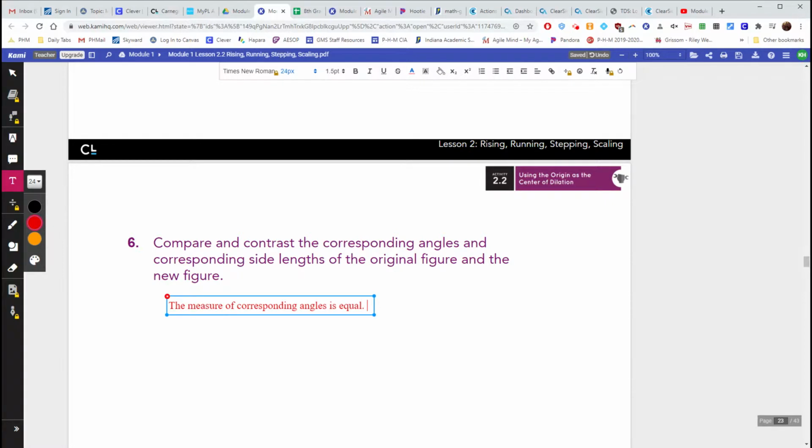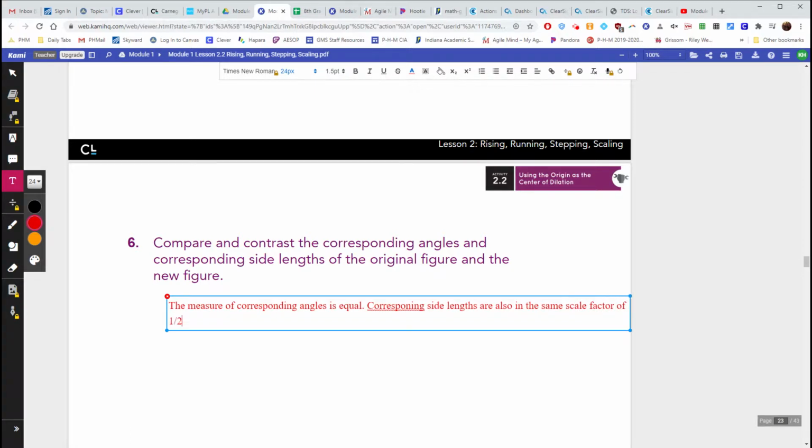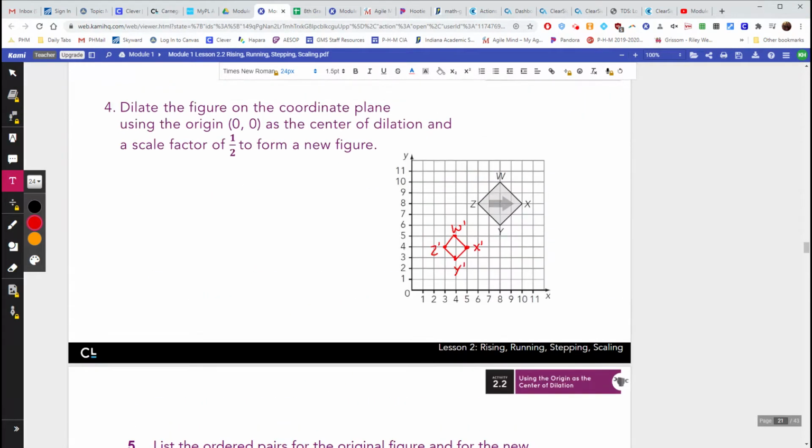So corresponding side lengths are also in the same scale factor of 1/2. So the angle measure stayed the same. Side lengths reduced because the scale factor is smaller than 1. They reduced. They're half as big as the original.